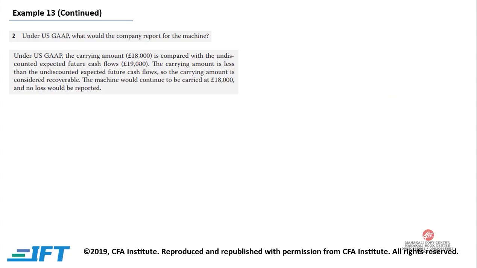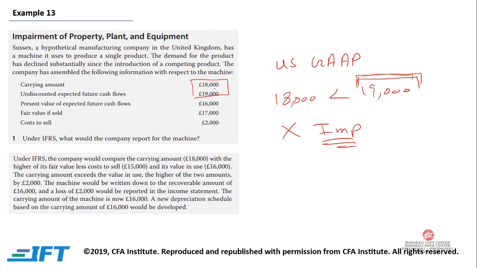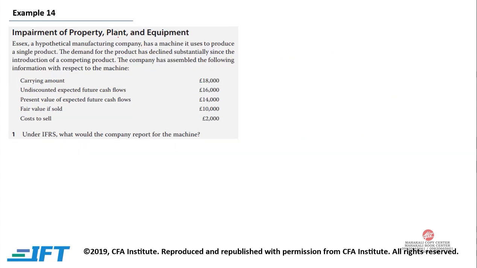So under US GAAP, the carrying amount of 18,000 is compared with the undiscounted expected future cash flow of 19,000. The carrying amount is less than the undiscounted expected future cash flow. So the carrying amount is considered recoverable. The machine would be carried at 18,000 and no loss would be reported. Now let's suppose 18,000 was more than undiscounted expected future cash flows. So if it is more, then impairment would take place and we need to go from carrying amount to fair value.